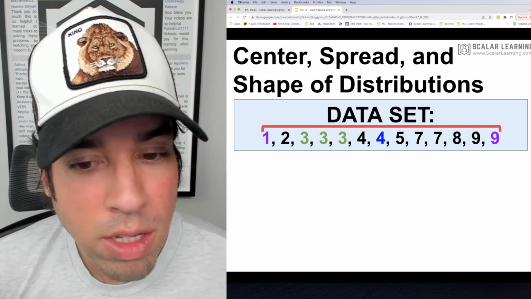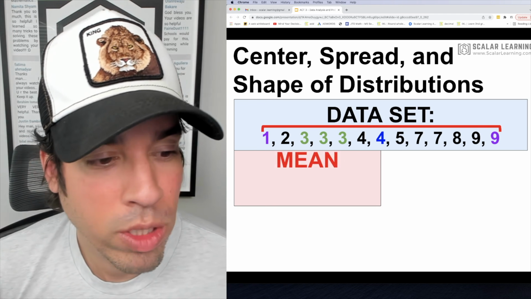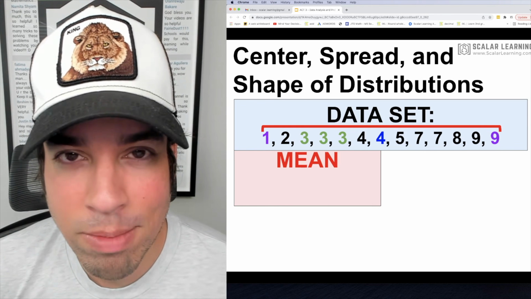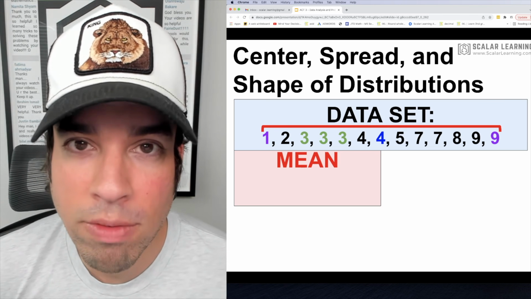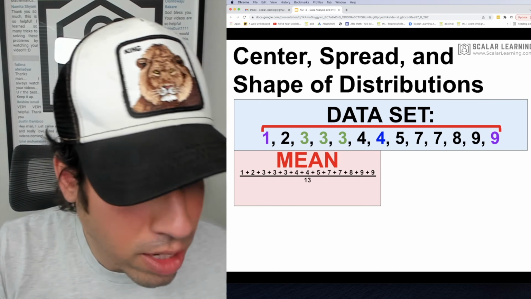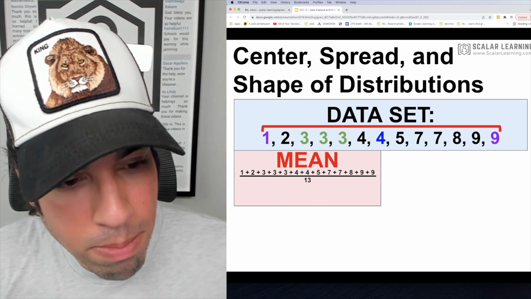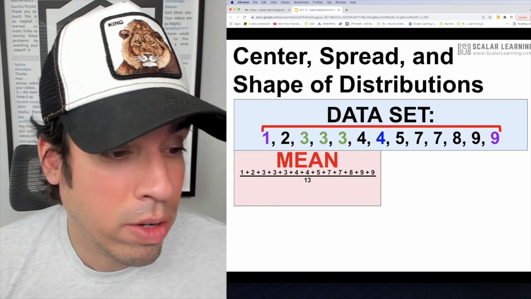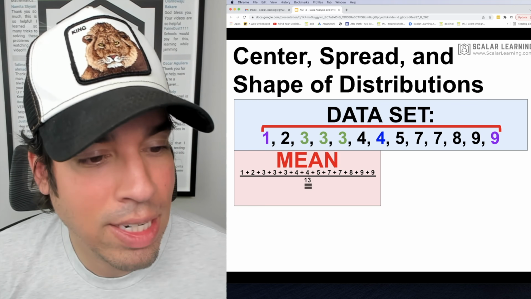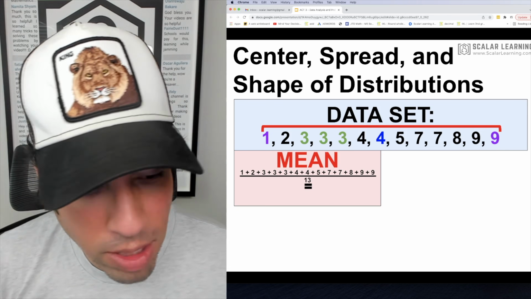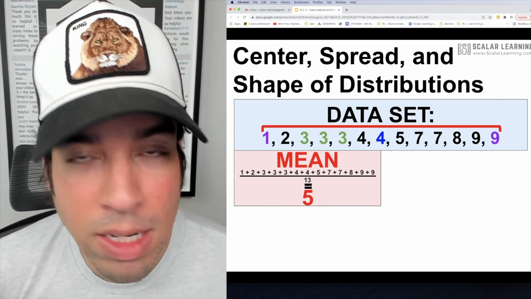So check it out. First, let's talk about mean. When we talk about mean, it's really a synonym for average. So how do we take the average of a data set? We take all the values in the data set, we add them up, and we divide by the number of values that there are. If you count these up, there are 13 values. So we add them all up, we divide by 13, and of course we get a mean of 5.